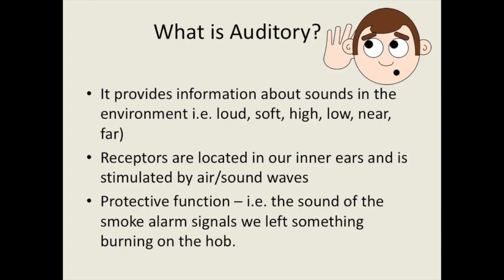So what is the auditory sensory system? Well, what we know is that it provides information about sounds in the environment. For example, whether something's loud, soft, high, low, and it allows us to know whether something's near or far. Receptors are located in our inner ears and are stimulated by air or sound waves. It also acts as a protective function. For example, the sound of the smoke alarm signals when we've left something burning on the hob.